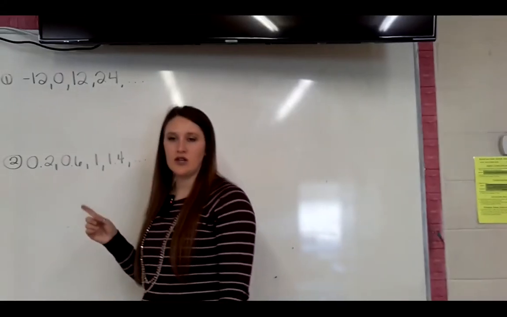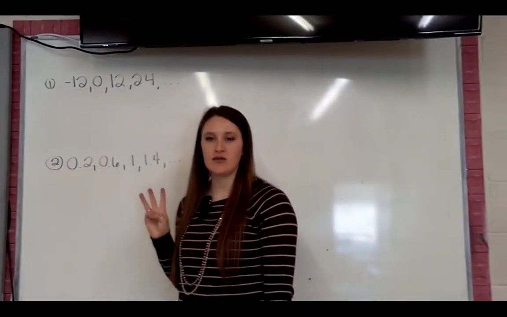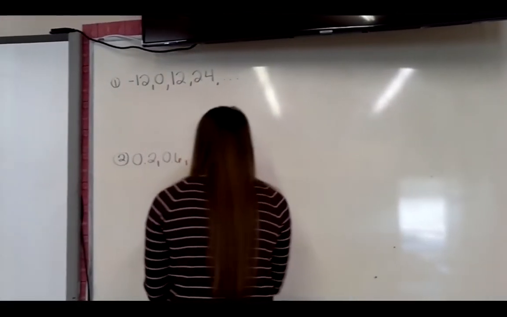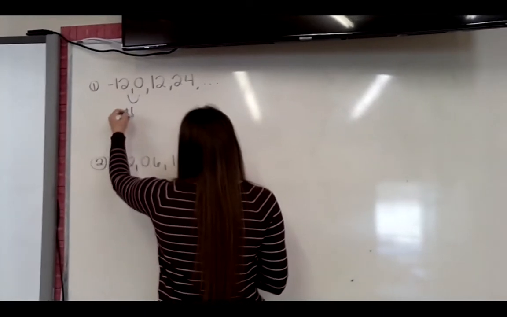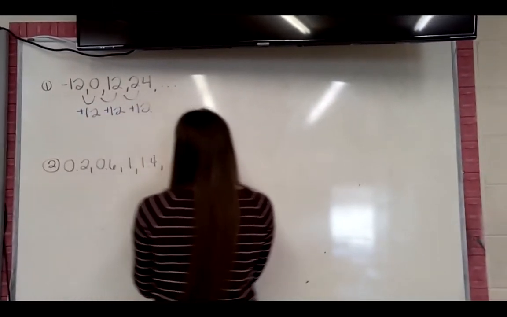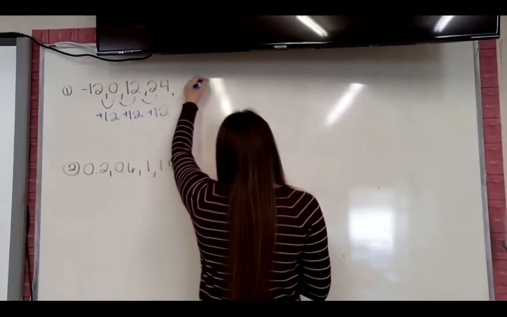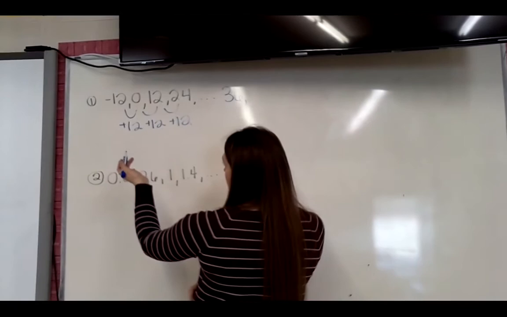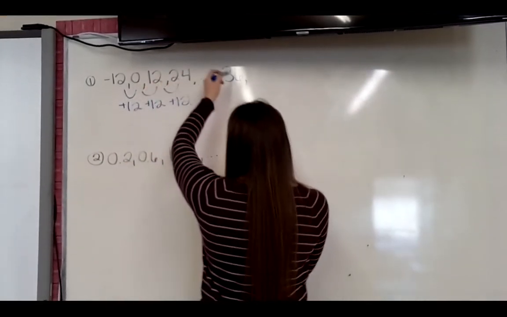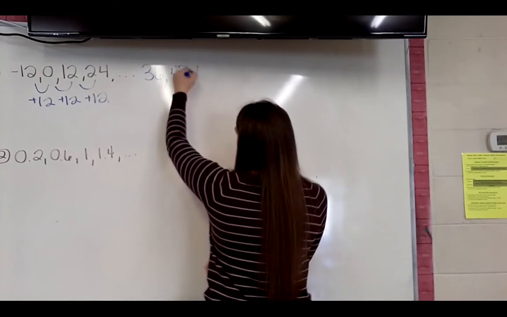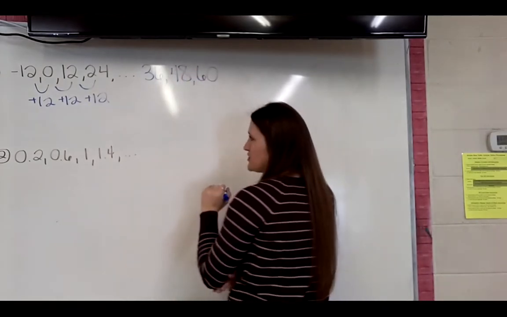Okay, on 1 and 2, we're just having to find the next 3 numbers in this sequence. So on 1, we're adding 12 each time. So we continue that. 24 plus 12 is 36. Or in this case, you're basically multiplying by 12: times 1, times 2, times 3. 12 times 4 is 48. 12 times 5 is 60. That's the next 3 numbers in that one.